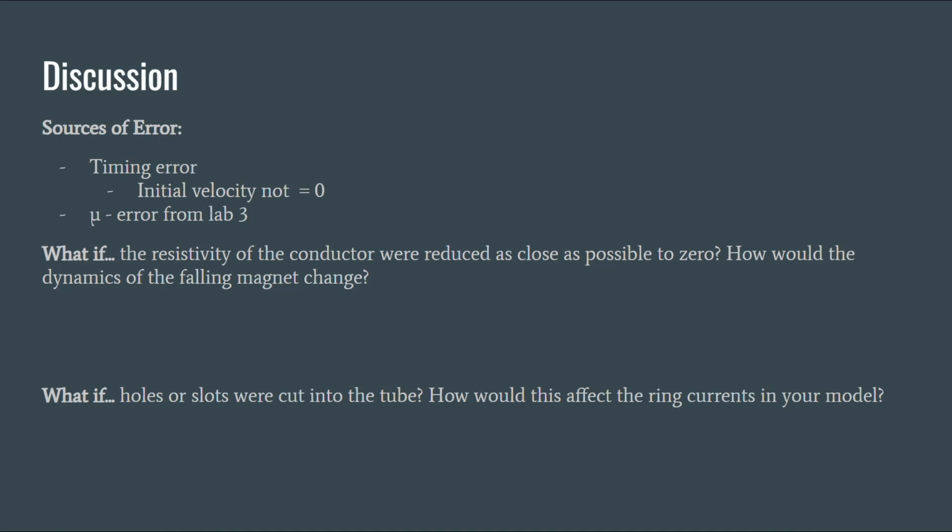As we take a look at the discussion, for the sources of error, it could be a timing error, or I released it not exactly at the top of the aluminum foil tube, so the initial velocity was not 0, or it could be a mu error from Lab 3.